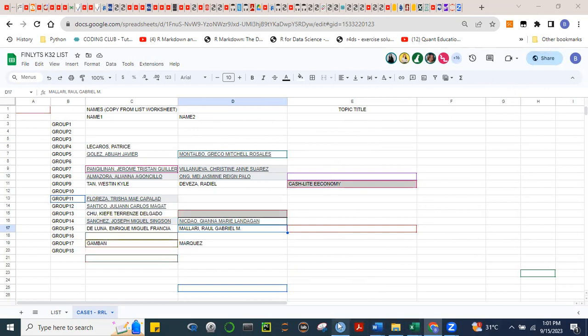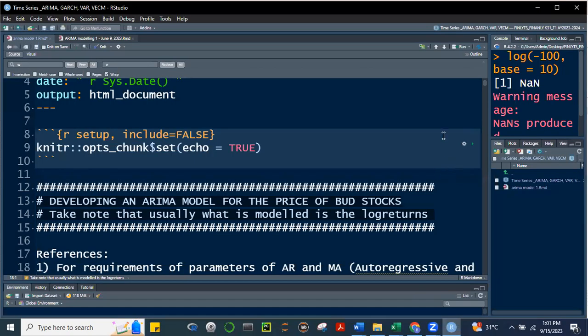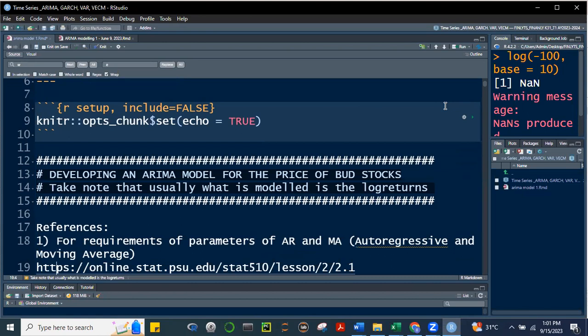Okay, so let's go back to R. What have we done so far? We have had our introduction to time series modeling using the ARIMA process, autoregressive integrated moving average. Last time we said that the autoregressive AR process models your time series based on past values of itself.